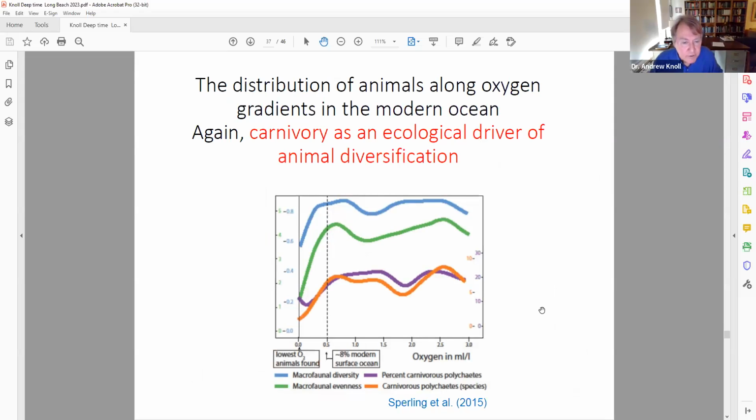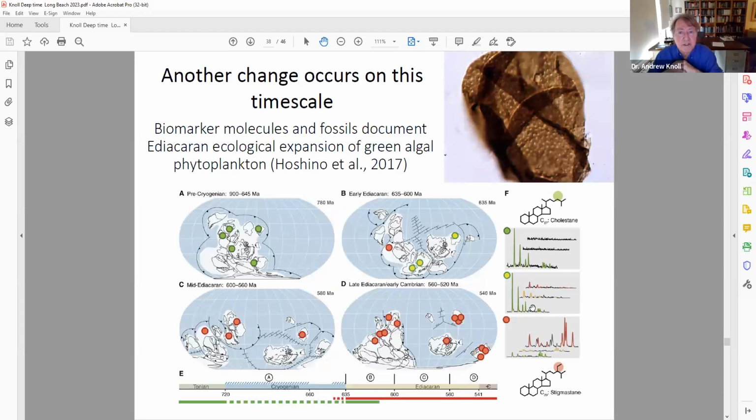Here's another way of looking at it, also from work with Eric when he was a postdoc. And again, just looking at different features of the animal ecology with respect to oxygen, whether it's diversity or evenness, or for polychaetes, the abundance and diversity of carnivores, the world really changes at around 8 to 10% of oxygen levels. There's good reason to believe that Earth went above that level on just the time scale when we see animals. So that then brings us to the last part of this presentation.